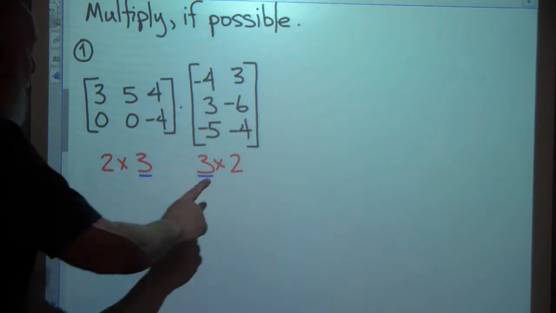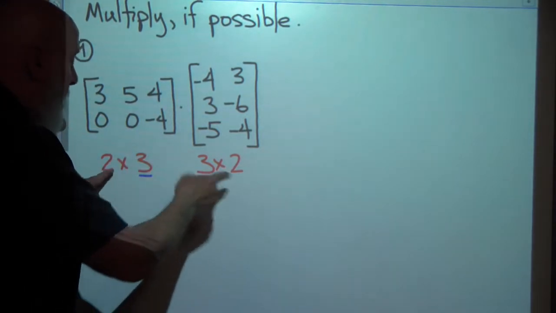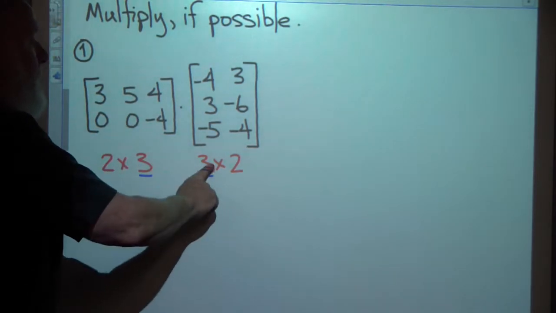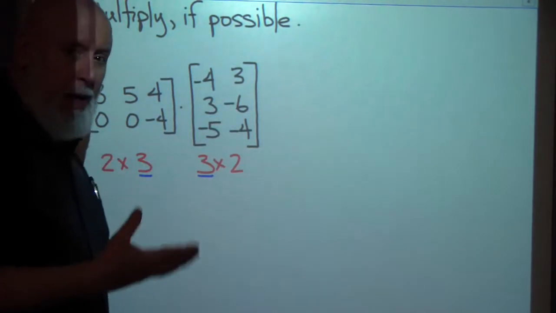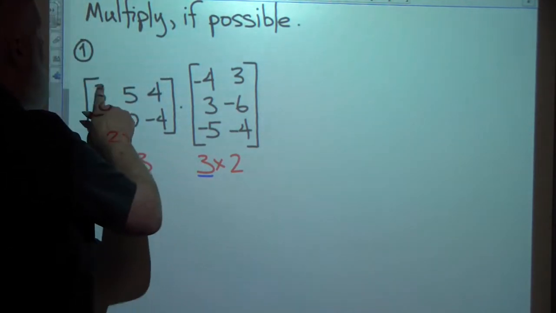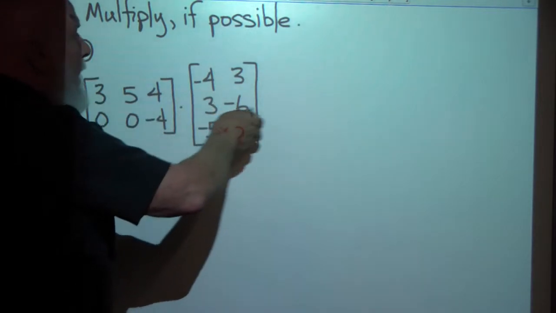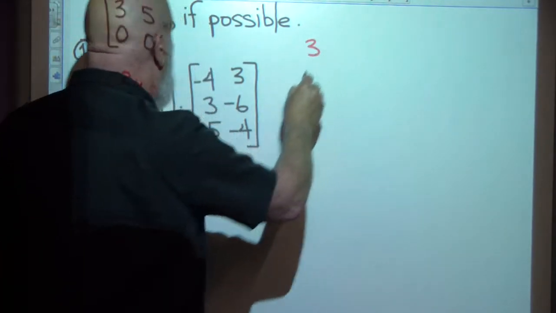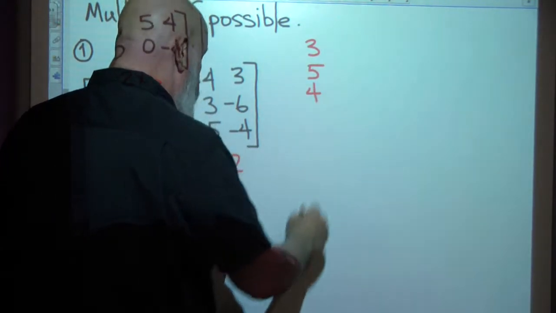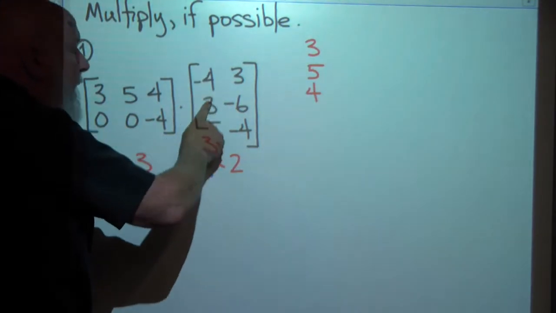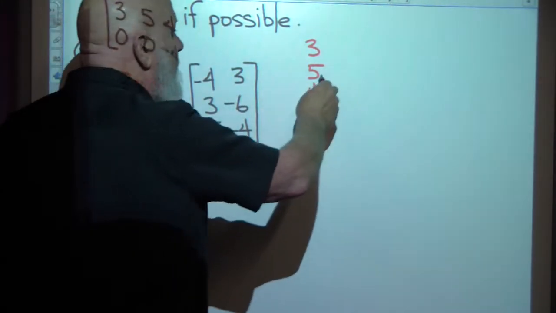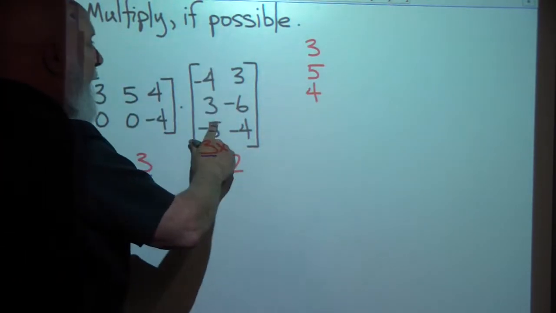I'm going to expect my product to be a 2 by 2 matrix. I'm going to multiply a 2 by 3 by a 3 by 2, and I'm expecting my answer to be a 2 by 2. And here's how this works. We're going to take the top row and stand it up vertically: 3, 5, 4. And then multiply it by the first column here, the left column. So this will be top left.